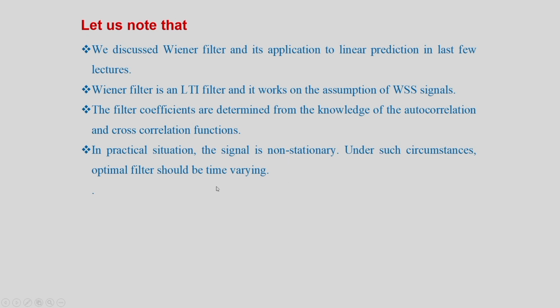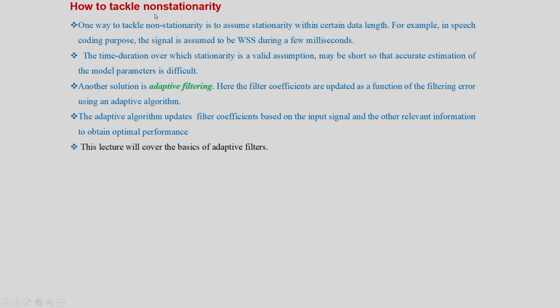Under such circumstances, optimal filter should be time varying. Now, how to tackle this non-stationarity? One way to tackle non-stationarity is to assume stationarity within a certain data length. For example, in speech coding purpose, the signal is assumed to be WSS during a few milliseconds. This approach has a drawback. The time duration over which stationarity is valid may be short, so that accurate estimation of the model parameters is difficult.